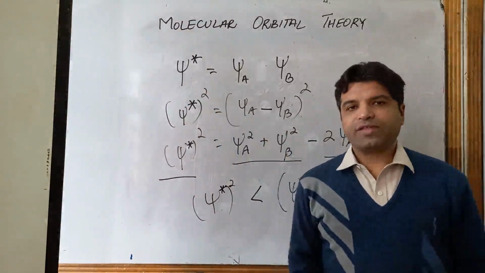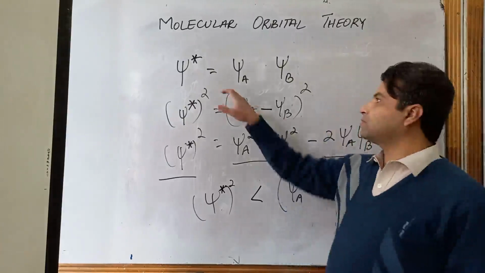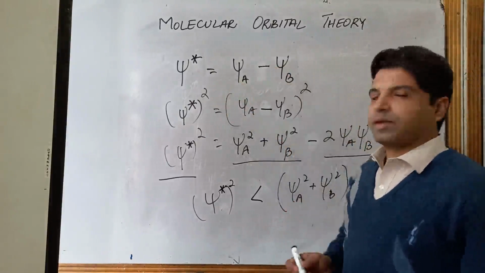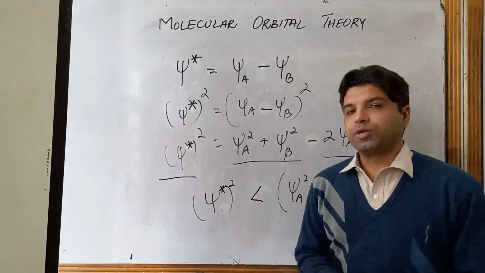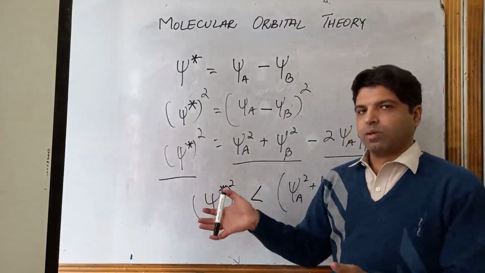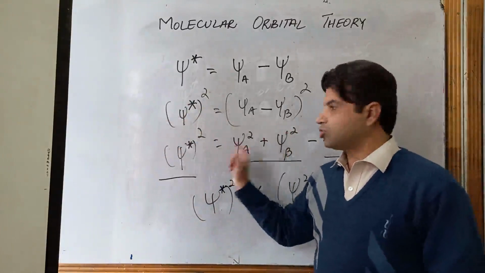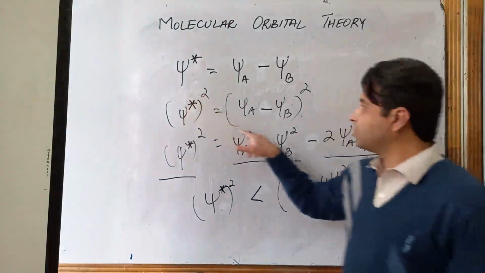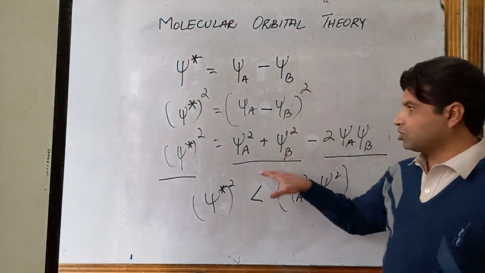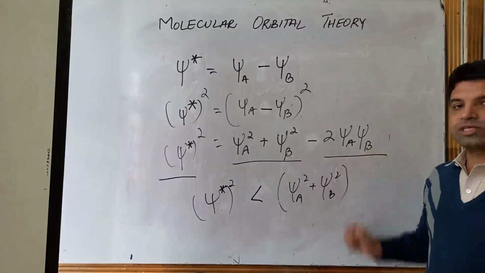So here we have the wave function for the antibonding molecular orbital, and this is equal to psi A minus psi B. If you want to know the probability of finding an electron, or you want to determine the electron density in this molecular orbital, you take the square of this equation. This is equal to psi star square is equal to (psi A minus psi B) whole square. To solve this equation, we have psi A square plus psi B square minus 2 into psi A into psi B.